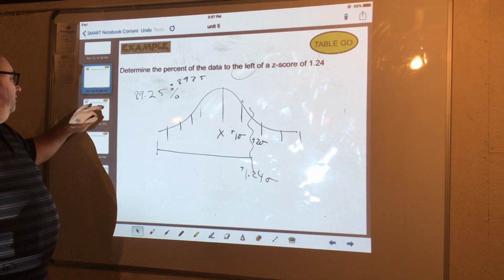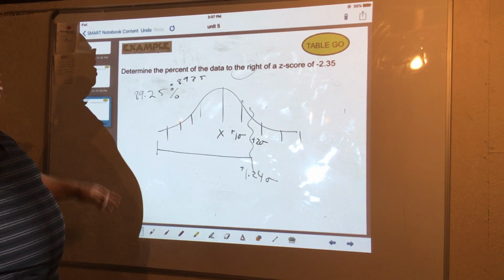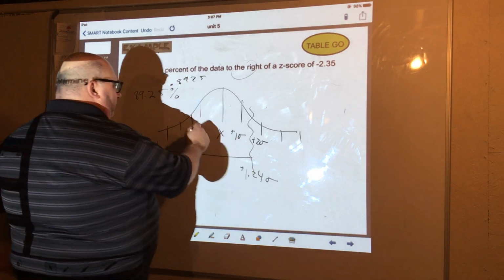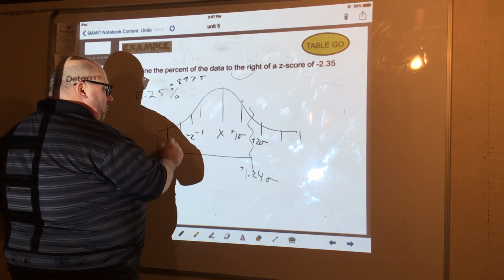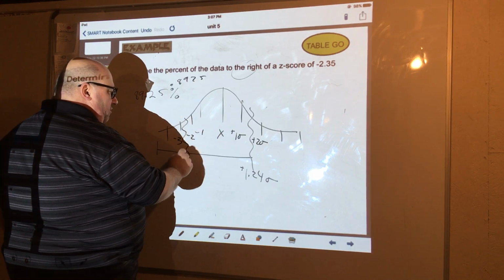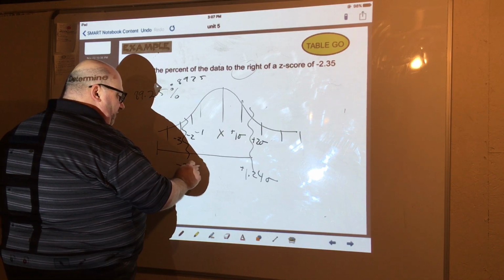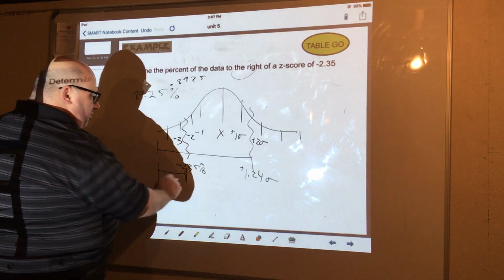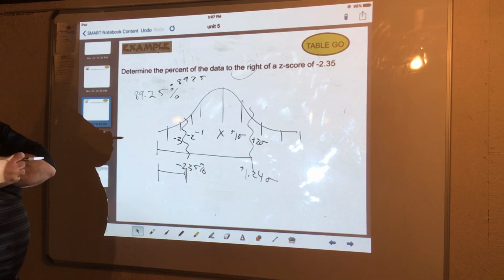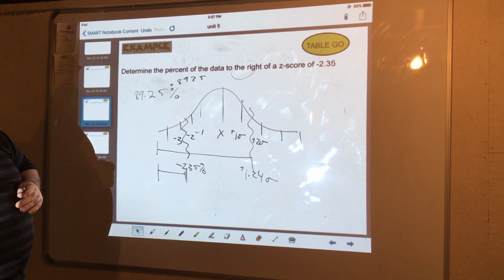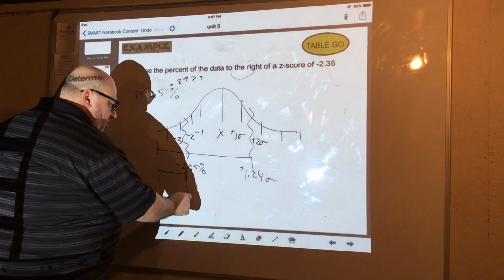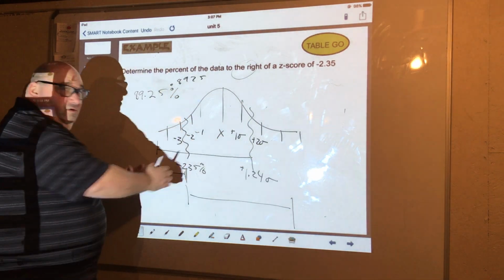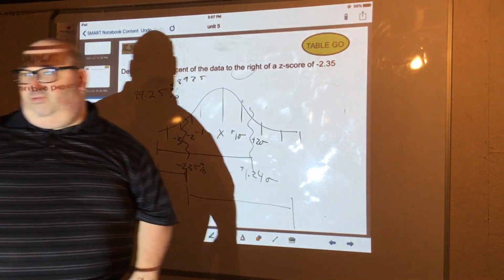Let's look at the next one, right? To the right of negative 2.35. So here's negative 1, there's negative 2, negative 3, negative 2.35% is going to be from here to here on our Z-score table, right? What we want to know is to the right of that. Well, to the right of that would be from here to here, so that would be 100% minus this little part to give us the value to the right of that.